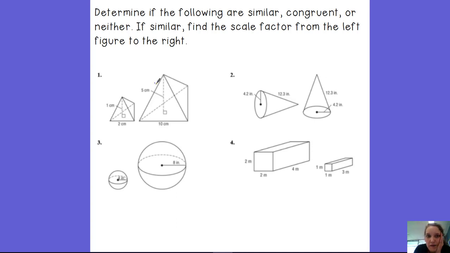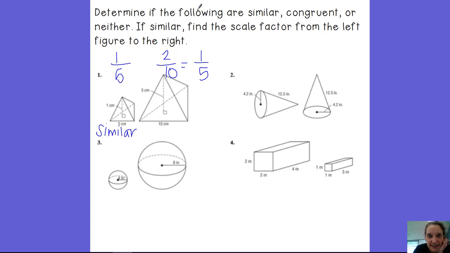ratio. So on these pyramids, I want to compare the heights. So the height of the small pyramid is 1 and the height of the big pyramid is 5. And then I'm also going to compare the lengths. So since I did small over big for the first fraction, I'm going to do small over big for the second fraction. So 2 over 10, which reduces to 1/5. So these are similar because they are proportional.